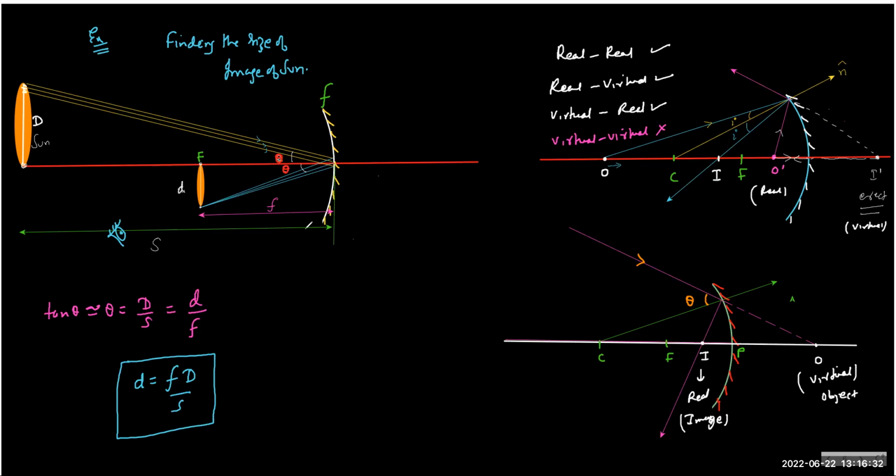Understood? So any angle of incidence at the pole, or you can say the angle made by the beam with the principal axis, is the angle of incidence also. So this is I. This is R. Why? Because the principal axis is always normal to the mirror. That's the reason. So these ideas you have to keep in mind while attempting numericals.